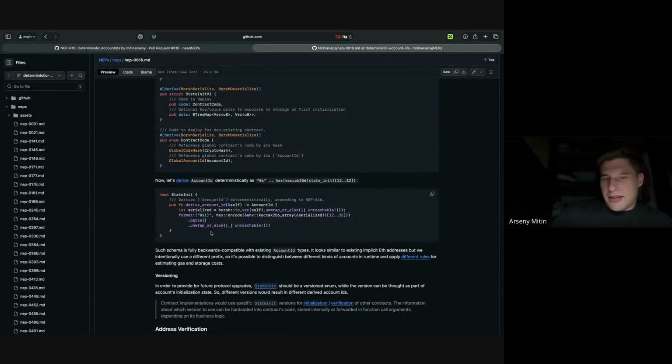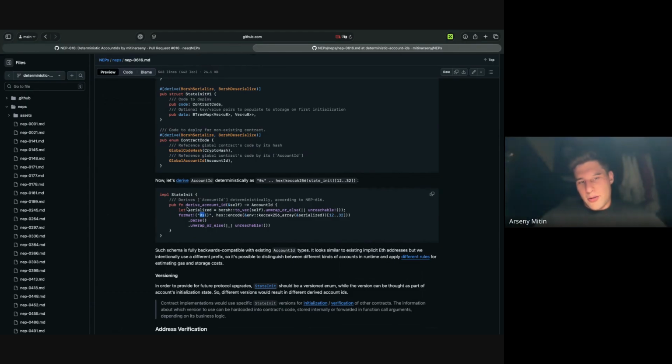And there are some unresolved questions here. I wouldn't go into them, but there are some unresolved questions about what the prefix should be, but it should be different from existing prefixes. For example, 0x will be the implicit Ethereum account ID, but we need a different one so that the runtime, the NEAR core, can understand what the costs and the fees should be, like the storage fees and the gas fees for interacting with this account. And basically how we derive the account IDs: we serialize this struct, then hash this serialized value, take the last 20 bytes, the same as Ethereum, encode it in hex, and then prepend the prefix.